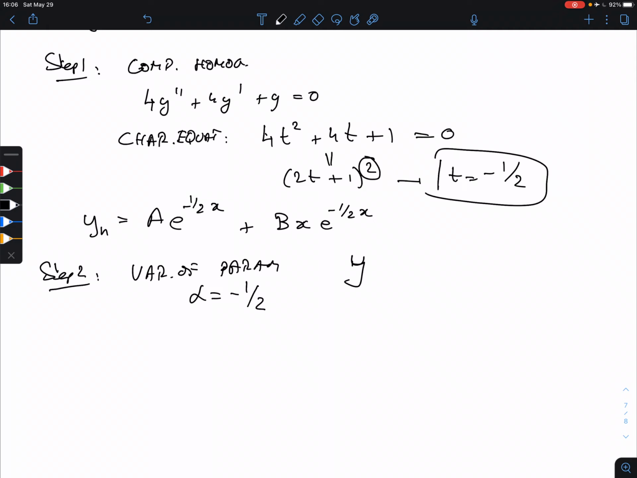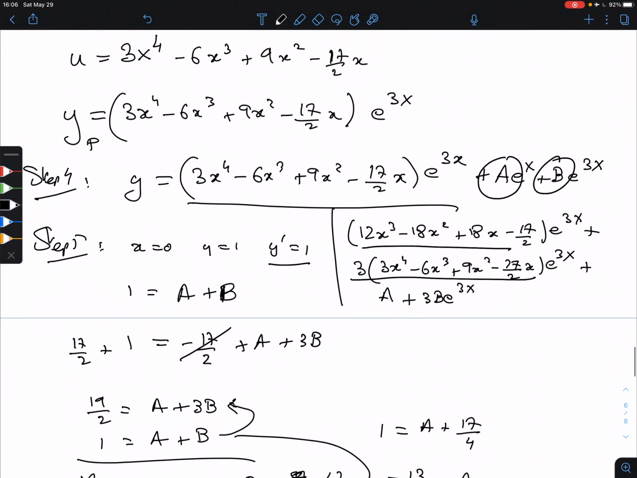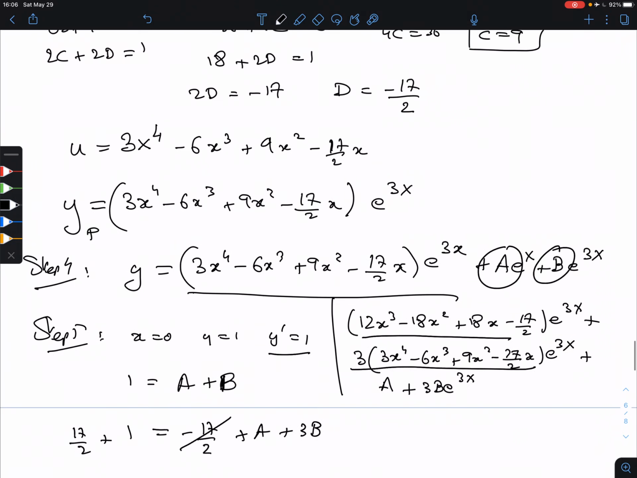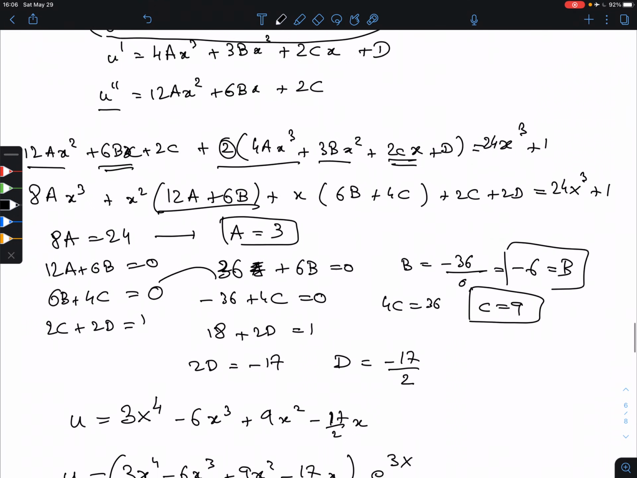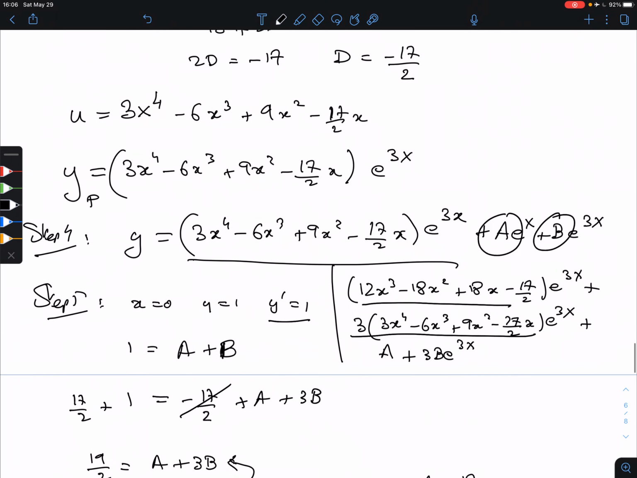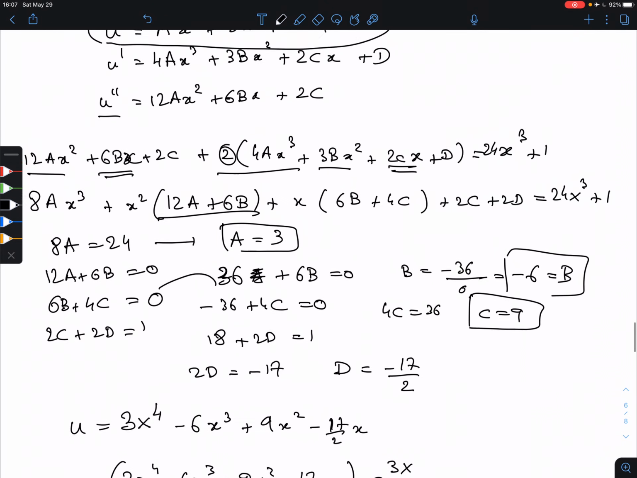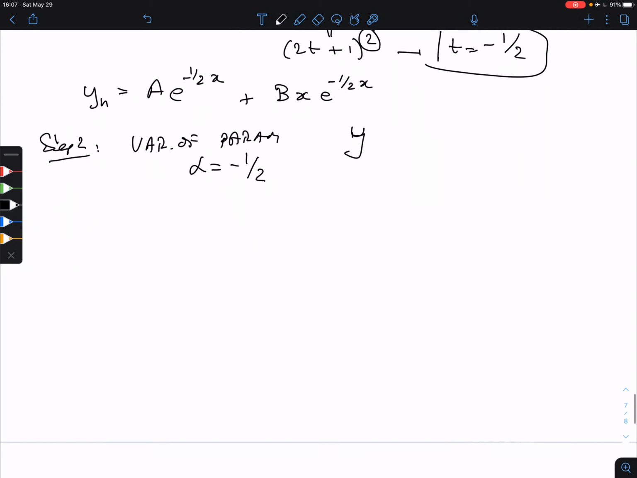From the previous case, we have seen that if alpha is a root of the characteristic equation, then we're going to get a differential equation in u. Where is my differential equation in u? Where did it go? Here, right. Without the u term. Okay, so this is going to happen. Okay, I'm ready.